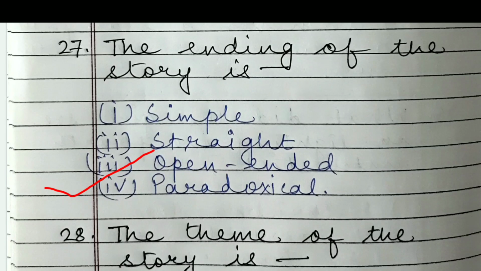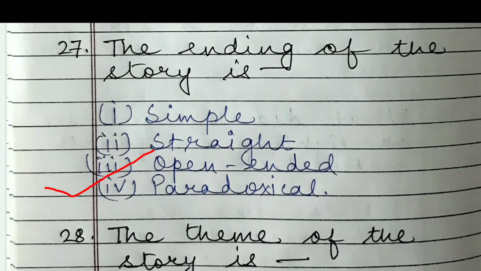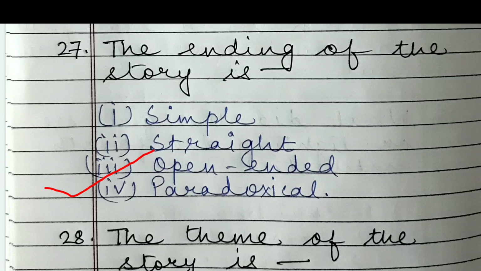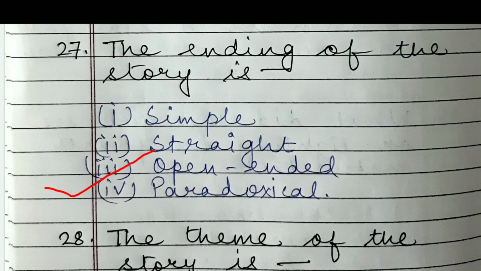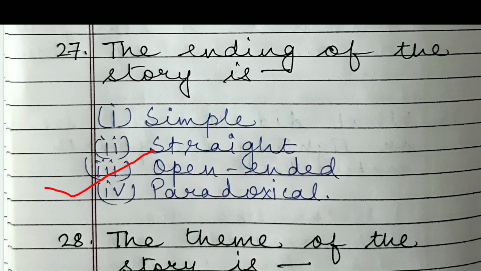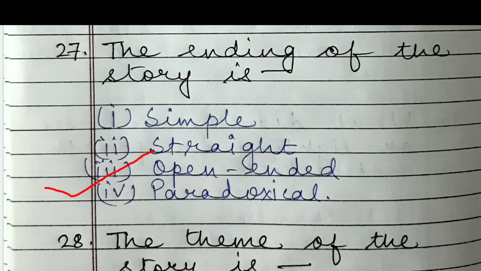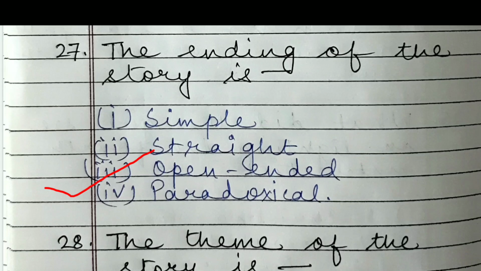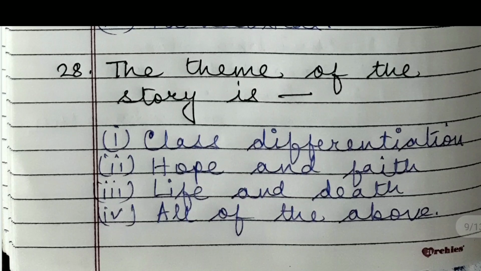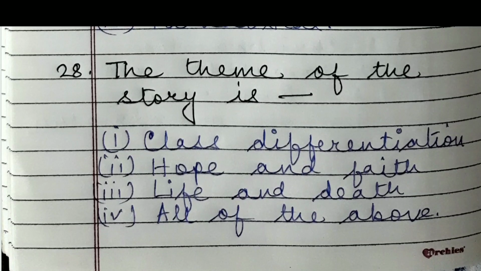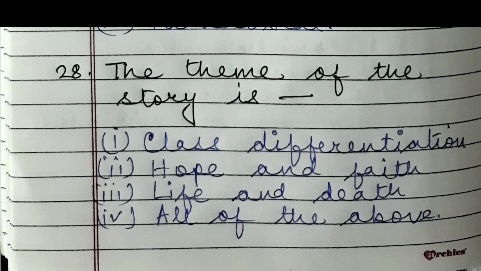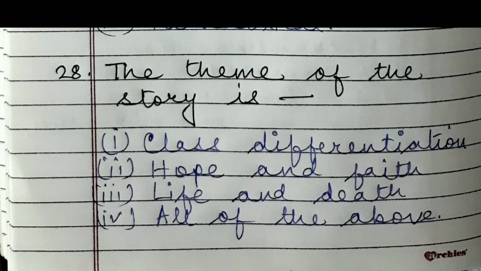Next, question number 28. The theme of the story is. Now the story has multiple very important themes. What are those? Option 1 class differentiation, option 2 hope and faith, option 3 life and death, option 4 all of the above. So there is this theme of class differentiation because it is a story about rich and poor. There is a contrast between rich and poor.